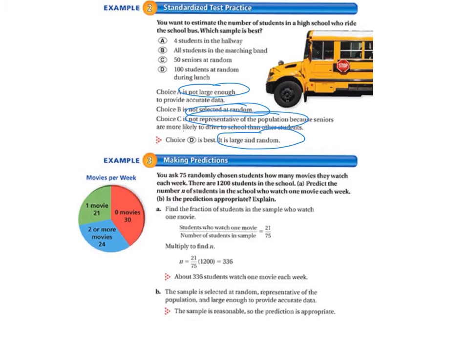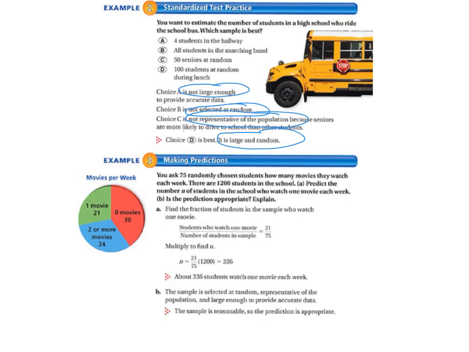Example 3, making predictions. You ask 75 randomly chosen students how many movies they watch each week. There are 1,200 students in the school. A, predict the number of students in the school who will watch one movie each week. B, is the prediction appropriate? And explain. So let's look at A.